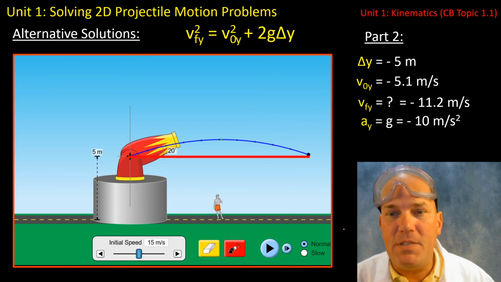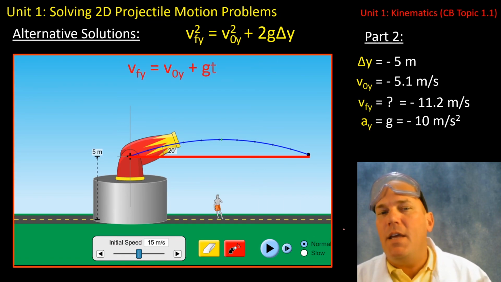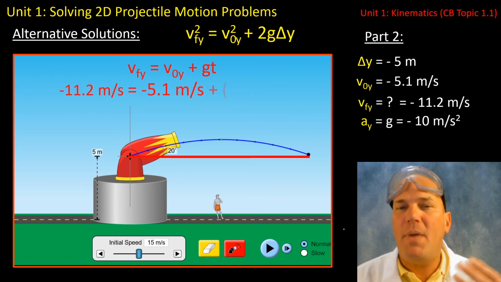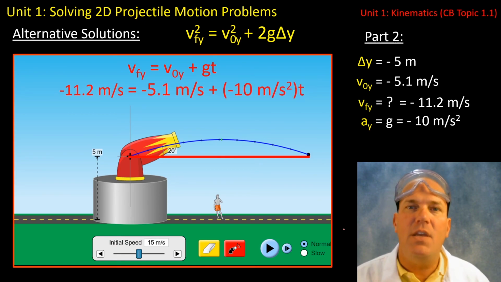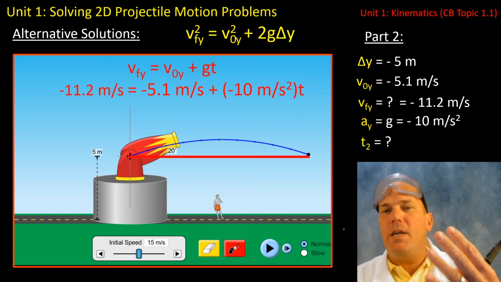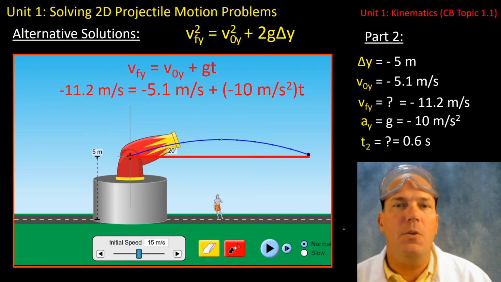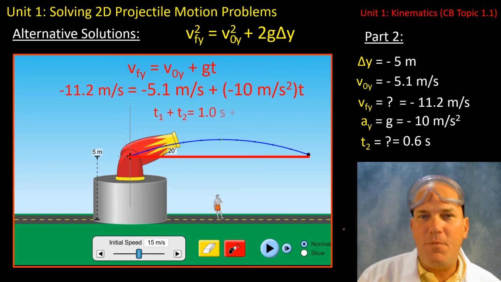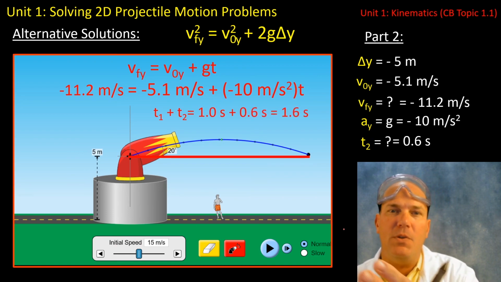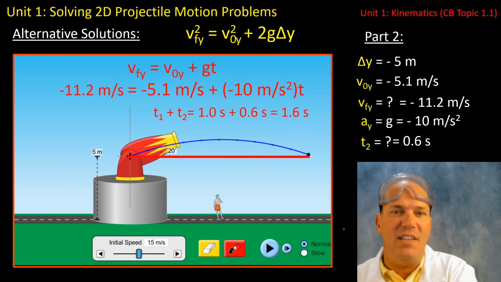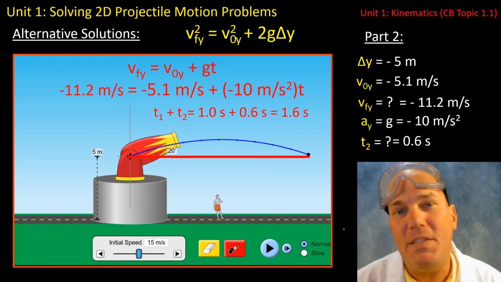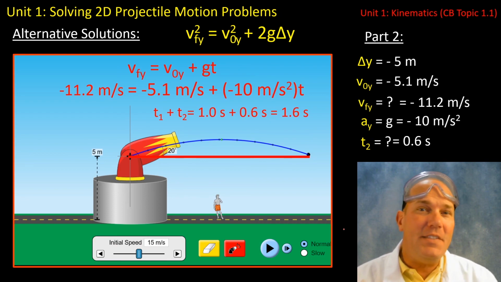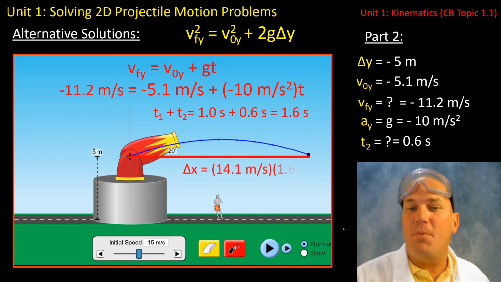Now that we know V final in the y direction is -11.2, which makes perfect sense, we can use any UAM of choice to solve for time, paying attention to our signs. We get time 2 to be 0.6 seconds. If we take time from part 1 plus time from part 2, that's 1 second plus 6/10 of a second, we get 1.6 seconds. Does that sound familiar? It should. That's the same time we got using the other approach.